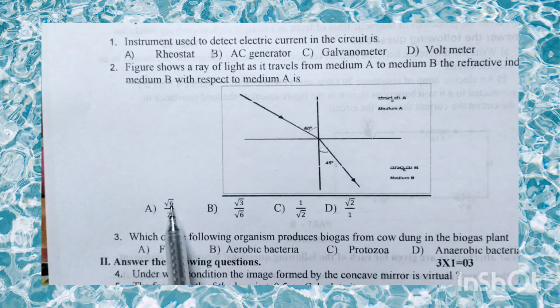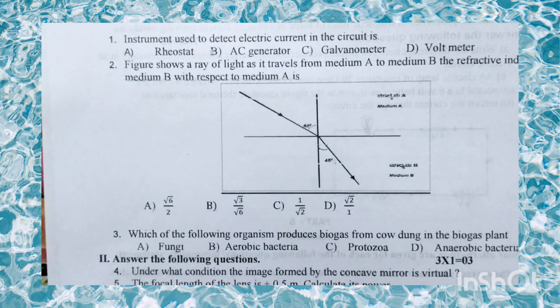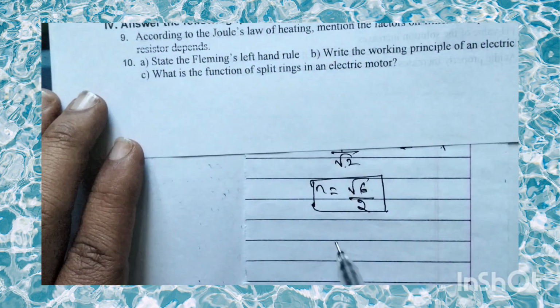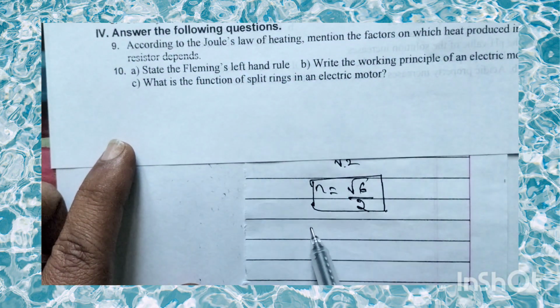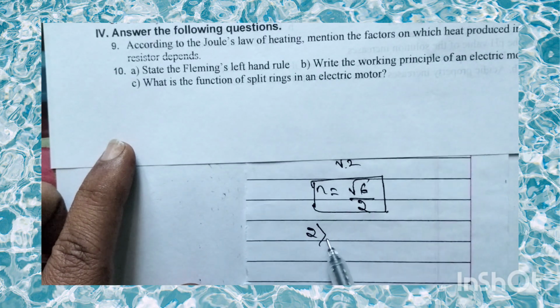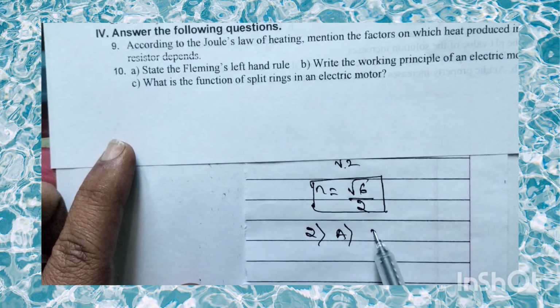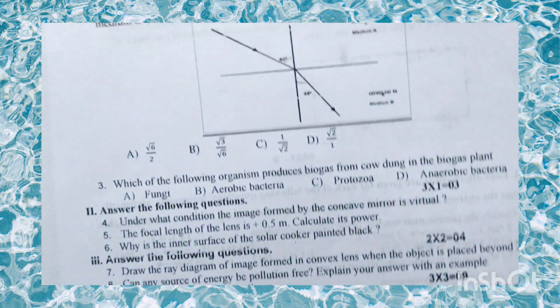Let us see which is the correct option. Option A is root 6 by 2. Therefore, for question number 2, the answer is option A, root 6 by 2. This is the right answer.